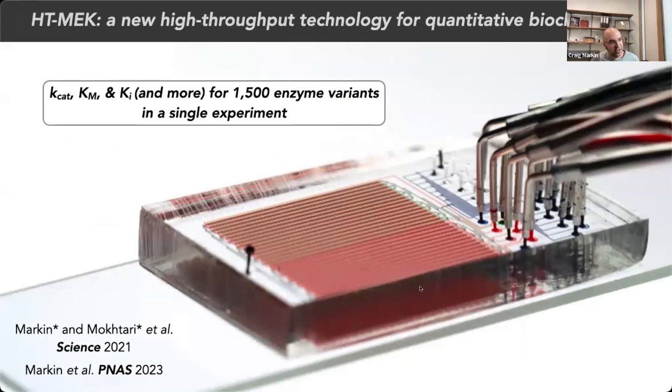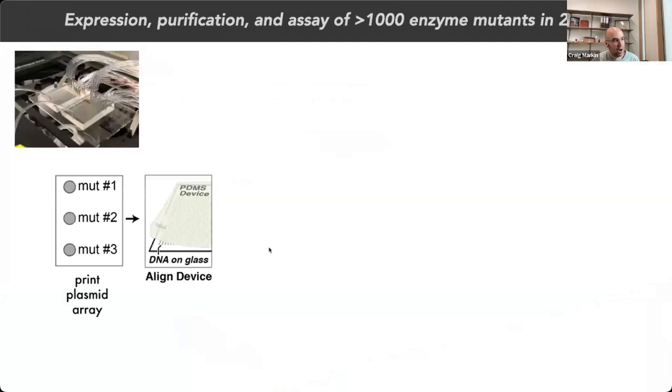And in this region here, if you can see my mouse, the red region, there's 1,500 microchambers in that region. And in each of these microchambers, we can express, purify, and then quantitatively measure a different enzyme variant. So here's how it works.